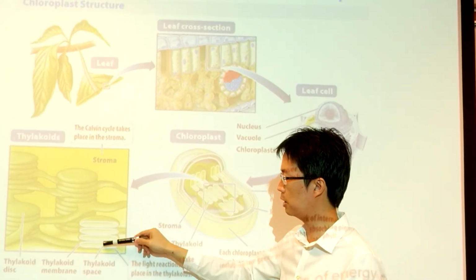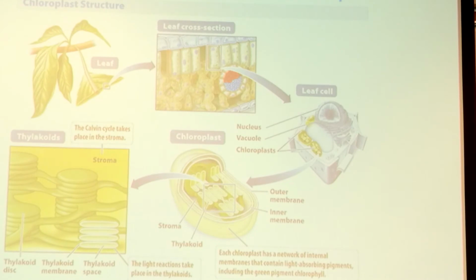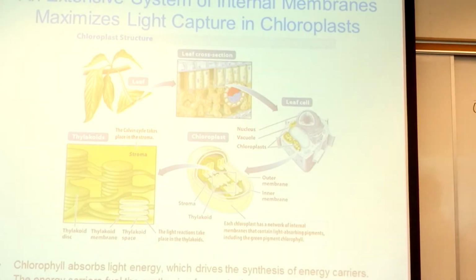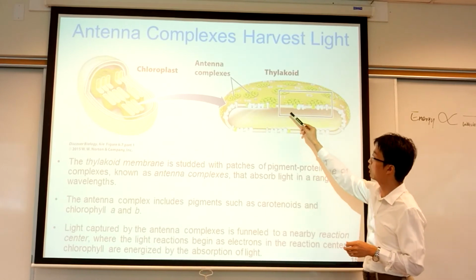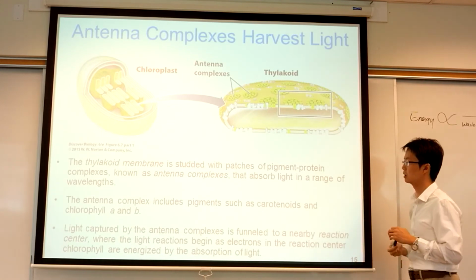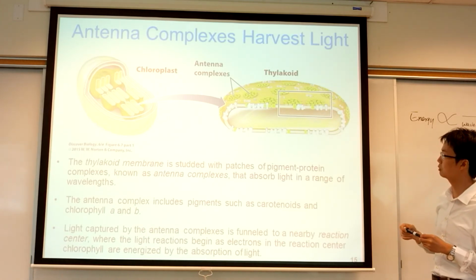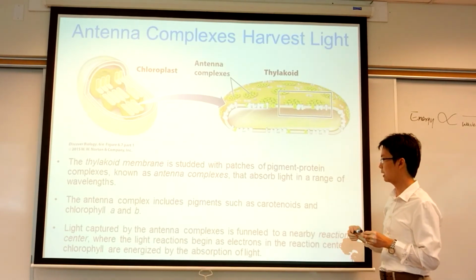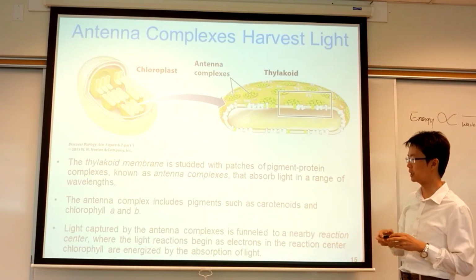This thylakoid, this photopigment chlorophyll is where the light reaction occurs. So this is one thylakoid, and you can see this. They call it an antenna complex, or we call it a photosystem. You have pigments like carotenoid, chlorophyll A or chlorophyll B.